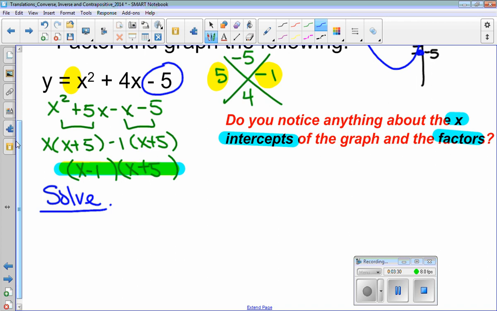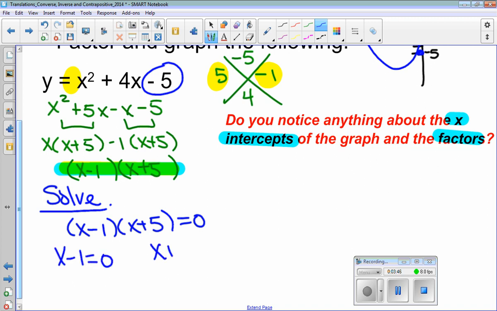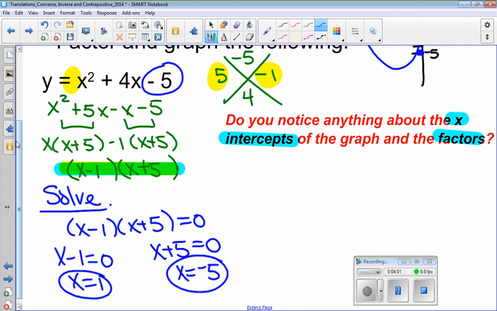And the reason that that is true is that when you are asked to solve a quadratic, you're going to get it to equal 0. So you're going to take your equation, we'll put it in factor form, and that's fine, and you're going to set it equal to 0. Anytime you have something equal to 0, you can set each factor equal to 0, because anything times 0 is 0. So if you just solve each of these, add 1 to both sides, x is 1. Subtract 5 from both sides, x is -5. These answers are the x-intercepts.